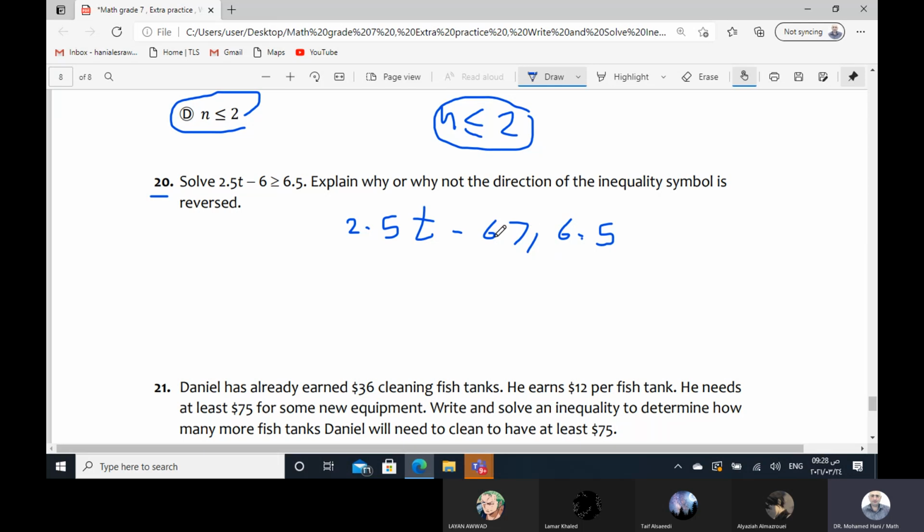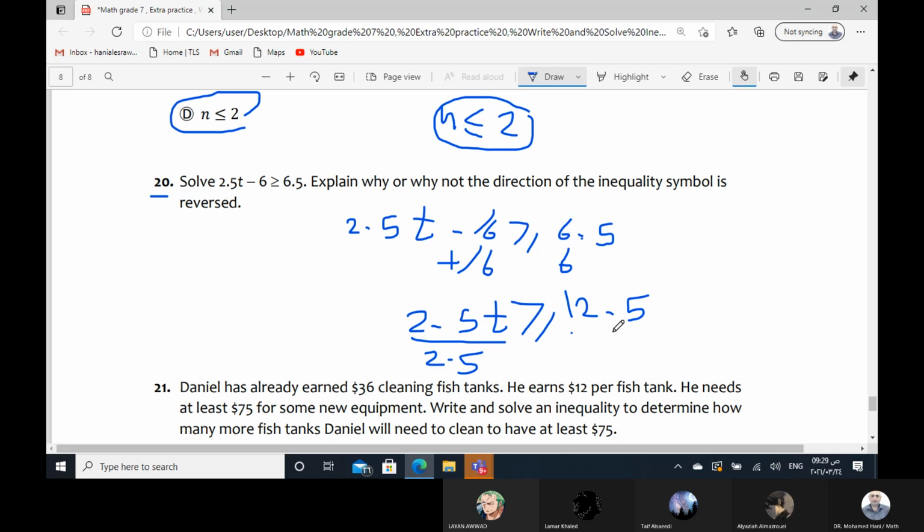Okay. Try to remove minus 6 from the two sides. So add 6 to the two sides. Minus 6 and plus 6 will be 0. So we have here 2.5t greater than or equal to 6.5 plus 6, which will be 12.5. Now divide the two sides by 2.5, the coefficient. 2.5 divided by 2.5 will be 1t, which means we have here t greater than or equal to. Now 12.5 divided by 2.5 will be 5.